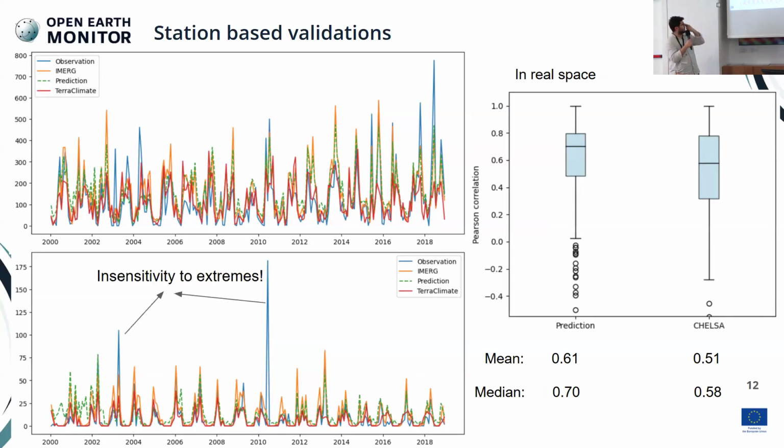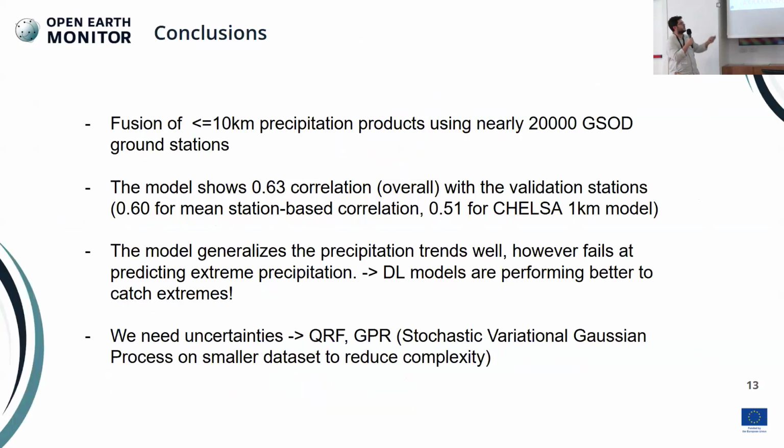But of course, the model is not sensitive to extreme values, and it underestimates in those values. But to summarize the preliminary results, the model has 0.63 correlation, and it's doing better than the Chelsea 1 kilometer model now. But of course, to be able to use these sorts of models in climate modeling as well, they need to be able to catch the extreme values. So that's a bit of a problem.